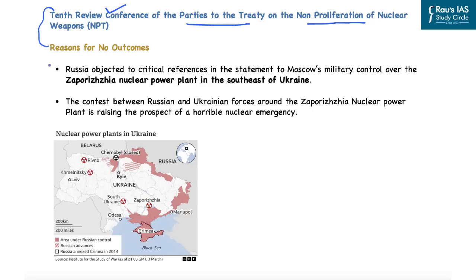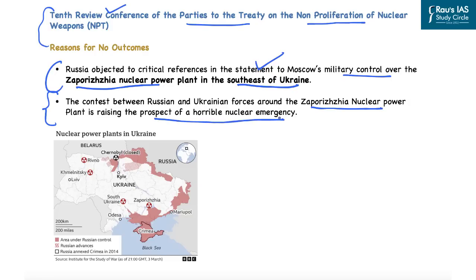And that is why Russia had objected to such references in the statements to Russia's military control over the Zaporizhzhia nuclear power plant in southeast of Ukraine. And you should be aware that a military contest is going on between Russia and the Ukrainian forces around the Zaporizhzhia nuclear power plant. And this is raising the prospect of a horrible nuclear emergency in the near future. And that is why there was no final conclusion where such references against Russia were not accepted by Russia. So in this line, from prelims examination perspective, we should be aware of the location of Zaporizhzhia nuclear power plant, which has continuously been in news. So if you look at the location of this, it is located in Ukraine and a fighting is going on in this particular region, which is threatening or which can lead to a nuclear emergency in the near future.